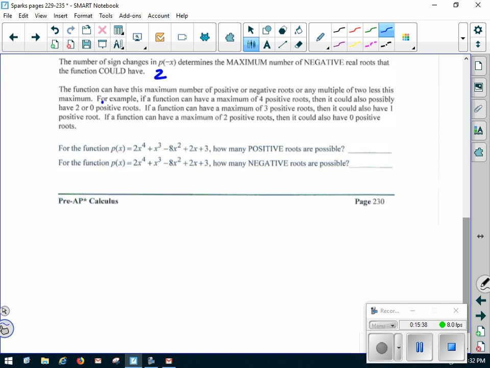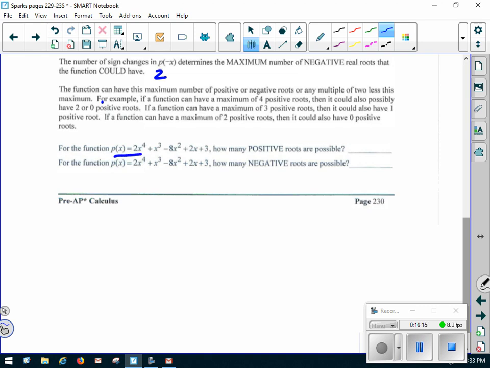For example, if a function can have a maximum of 4 positive roots, then it might also have 2 positive roots and it might have none. But there's no way it's going to have 1 or 3. If a function can have a maximum of 3 positive roots, then it could also have 1 positive root. There's no way it'll have 2. If a function can have a maximum of 2 positive roots, then it could also have no positive roots. The proof of this, we can look it up, but we will not do it in class.